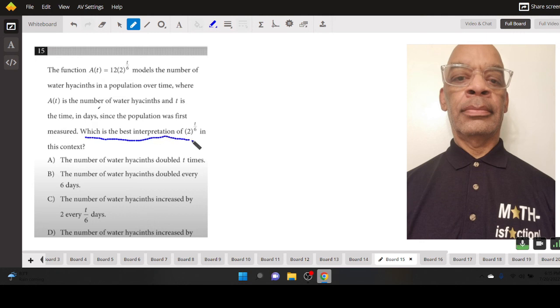15. Which is the best interpretation of 2 raised to the t divided by 6 in this context? Now we look at the function. With 2 as the base, it's a doubling function. Keys will be doubling functions right away. All right, population and time. A of t is the number of water hyacinths, and t is the time in days since the population was first measured. It's a doubling function.